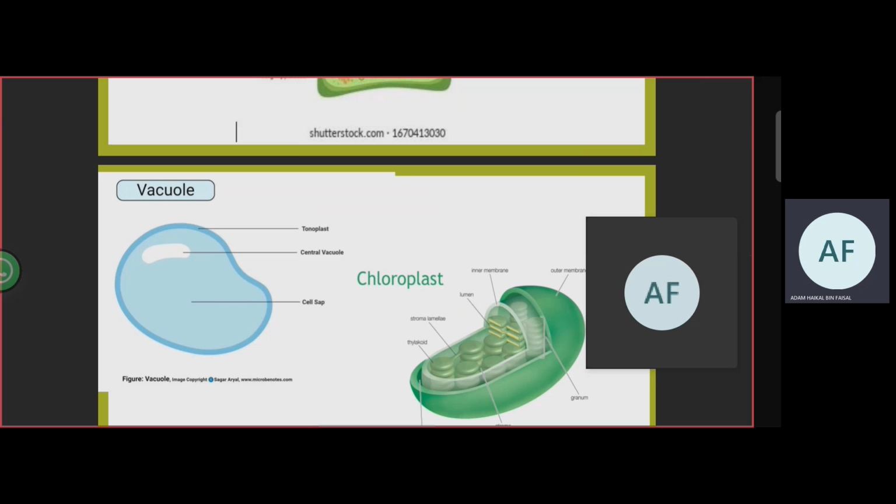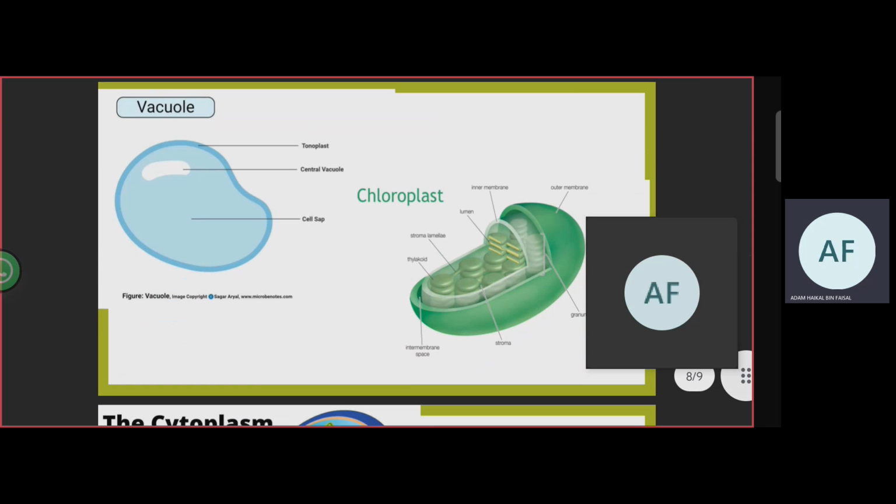A vacuole is a liquid-filled sac, which is the cell sap. A vacuole is surrounded by the tonoplast membrane. Young plant cells have many small vacuoles, while mature plant cells have a large vacuole. The function of the vacuole is to absorb water into the plant cell so that it becomes turgid. In unicellular animals, the vacuoles contract during osmosis and excretion.